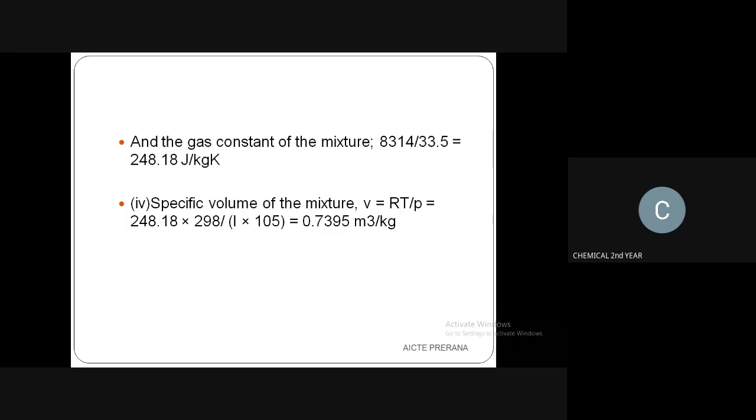You have to convert it to the proper unit. So 1 bar is equal to 10^5 newton per meter square. Okay, we know all the values for finding out the specific volume of the mixture. So you have to substitute all the values for R, T, and pressure. Then you will get the answer as 0.7395 meter cube per kg. Okay, then that's all for the first problem.